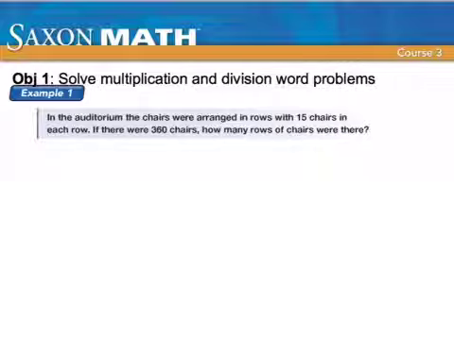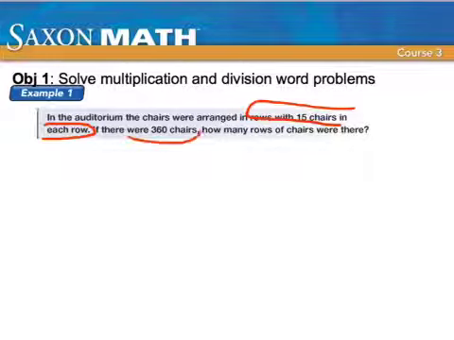So let's go to the example. Example says, in the auditorium the chairs were arranged in rows with 15 chairs in each row. If there were 360 chairs, how many rows of chairs were there? So again, first thing, understand the problem. Let's make sure we understand it. Circle what we know first. In the auditorium the chairs were arranged in rows with 15 chairs in each row. That sounds really important, and those words, each row, are really important. If there were 360 chairs, we know there's 360 chairs total. And then we want to know how many rows of chairs were there.